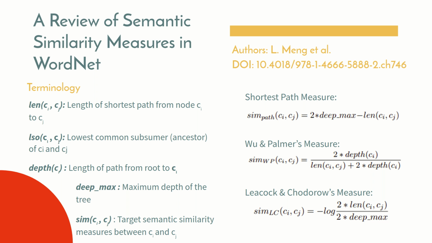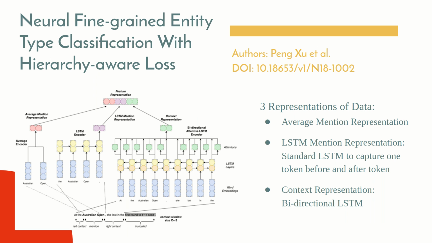Wu and Palmer's measure tries to improve upon this by realizing that two nodes which are the same length apart, deeper in a hierarchy, are much more closely related. And so they do this by using depth in the numerator and denominator and accounting for the depth of these particular nodes. Leacock and Chodorow's measure provides a balance between the two while also taking the logarithm, which allows for a reflection of the depth. Now we'll see how these measures are incorporated into hierarchical loss functions.